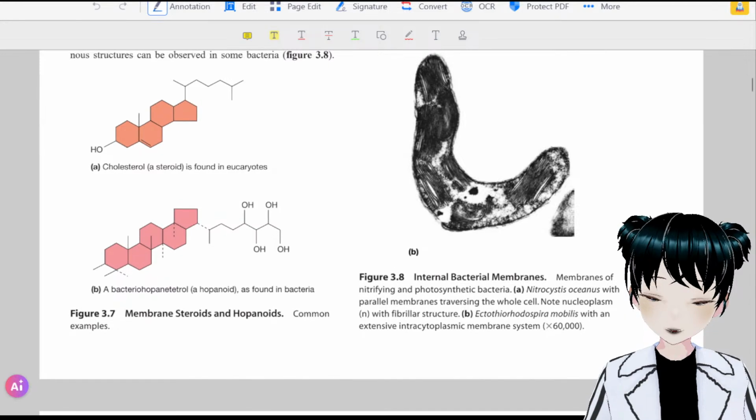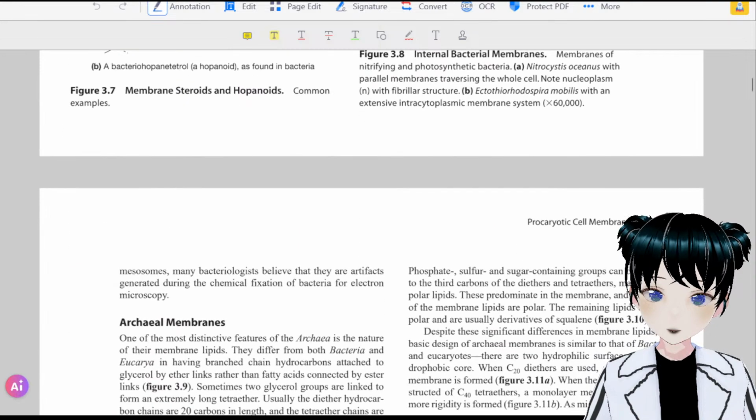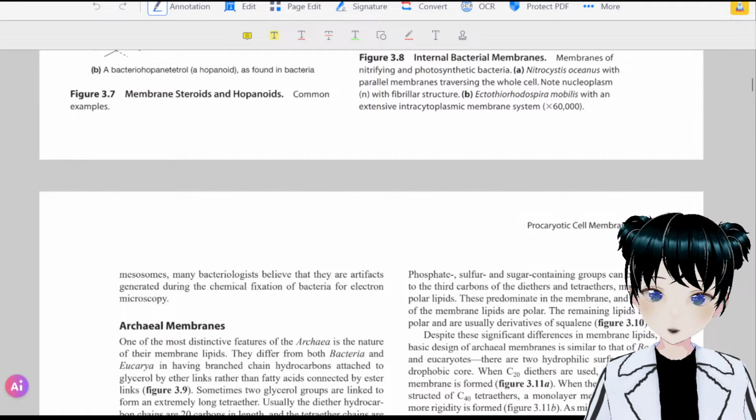Parallel membrane? Oh yeah, you know now. Parallel, like, if you look from the above angle, you see the parallel lines, right? Parallel lines. That's why it's said to be a parallel membrane, and the nucleoplasm with fibrillar structure.